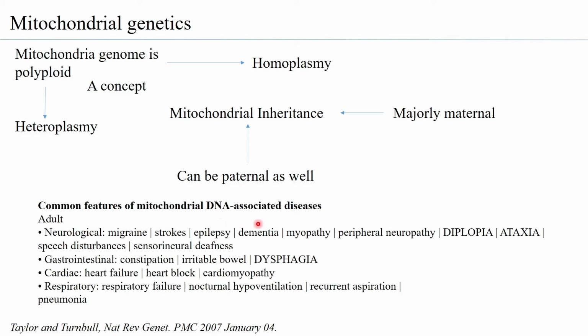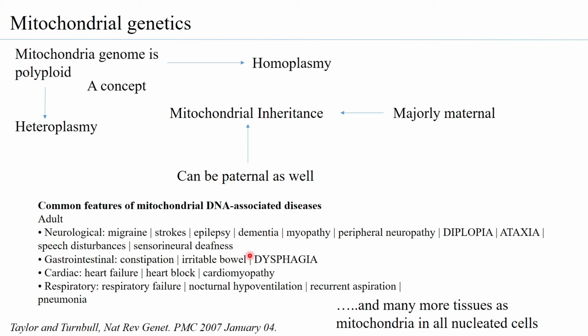Now, common features of mitochondrial DNA associated diseases. We will only look at some, because you must understand that mitochondrial DNA is present in all nucleated cells. And so, all parts of the body or many parts of the body can be affected if there is a defect in the mitochondrial DNA. So, you can have neurological problems like migraine, strokes, epilepsy, dementia, myopathy, etc., all associated with mitochondrial DNA. You could have dysphagia, irritable bowel syndrome, heart failure, cardiomyopathy, respiratory failure, recurrent aspiration, pneumonia. These could all be associated with mitochondrial DNA.